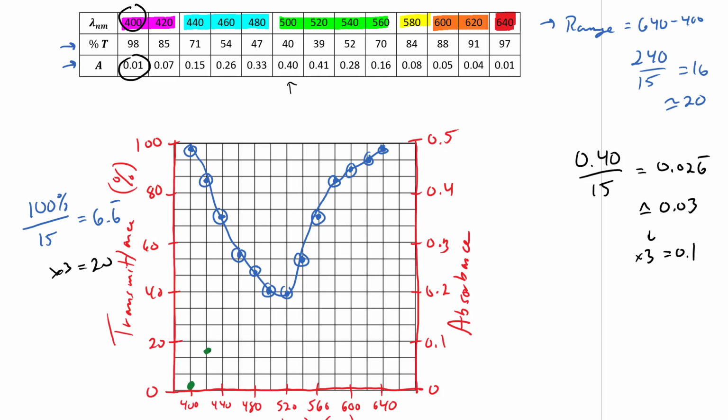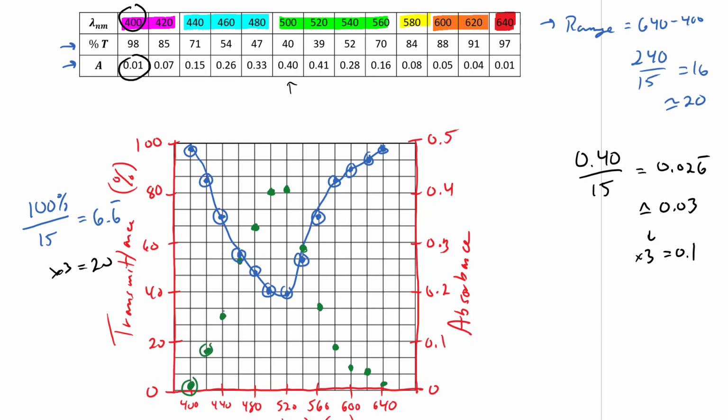440 and 0.15, so now it's going up quite a bit more. 460 and 0.26. 480 and 0.33. 500 and 0.4. 520 and 0.41. 540 and 0.28. 560 and 0.16. 580 and 0.08. 600 and 0.05. 620 and 0.04. And lastly, almost back down.